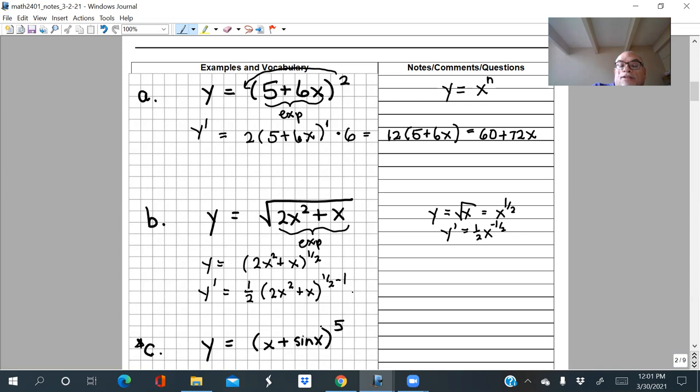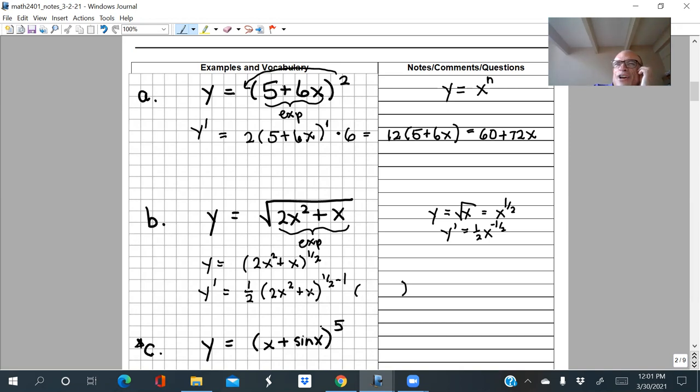And then we could simplify that, but that essentially would be the derivative. But here's the difference here, Lance. This is the key thing. This is the chain rule. Notice that since this expression is not just x, it's 2x squared plus x, you have to multiply in, at the end, the derivative of this thing inside the parentheses. Sometimes we call this the inside function. So to finish the derivative, you have to multiply in the derivative of 2x squared plus x.